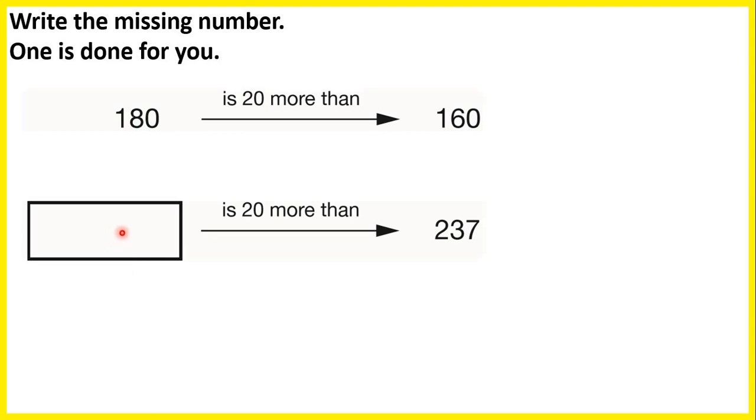So we need to find the number that is 20 more than 237. So we can work out 237 plus 20, so that's 257, because if we start with 3 tenths and add 2 tenths, we have 5 tenths in our answer, so our missing number is 257.